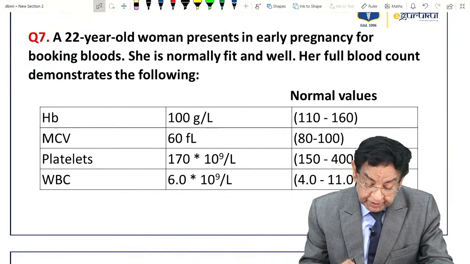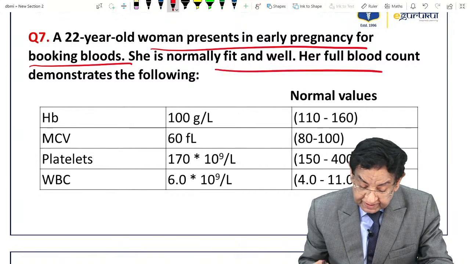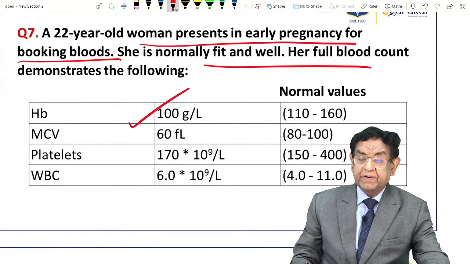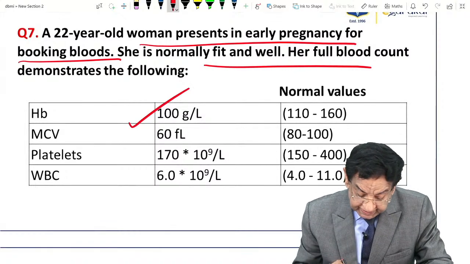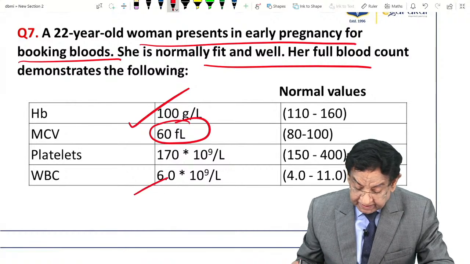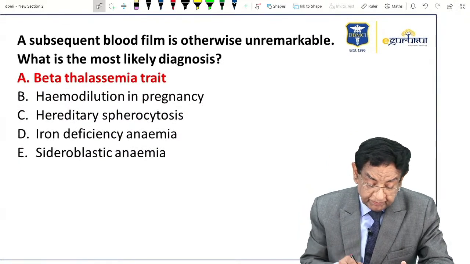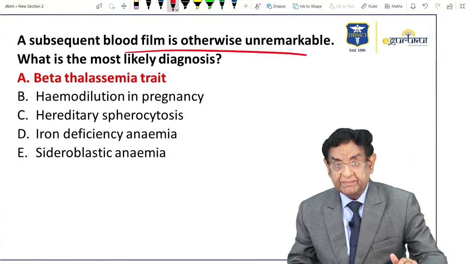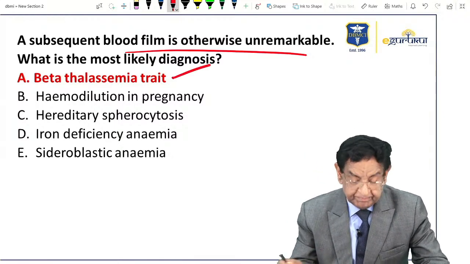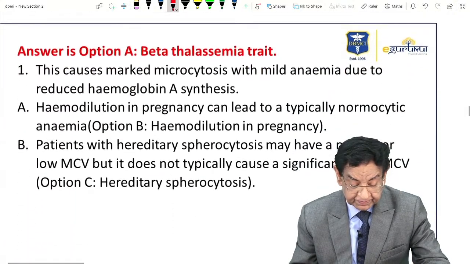A 22-year-old woman, early pregnancy, is fit, and hemoglobin is 100 gram per liter, or so-called 10 gram. MCV is reduced drastically. Platelet and WBC count are in the normal range. Blood film is unremarkable, with no special finding. Most likely it is beta thalassemia trait. Why is this the answer?